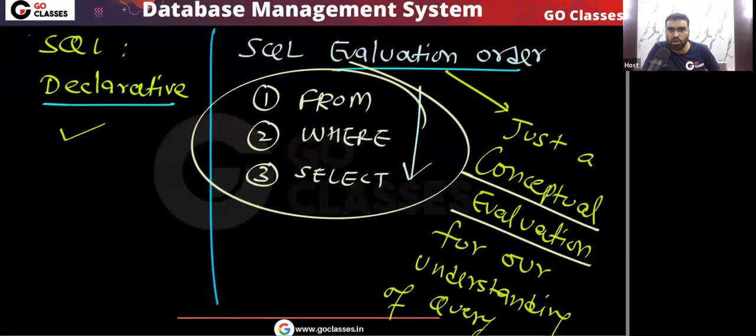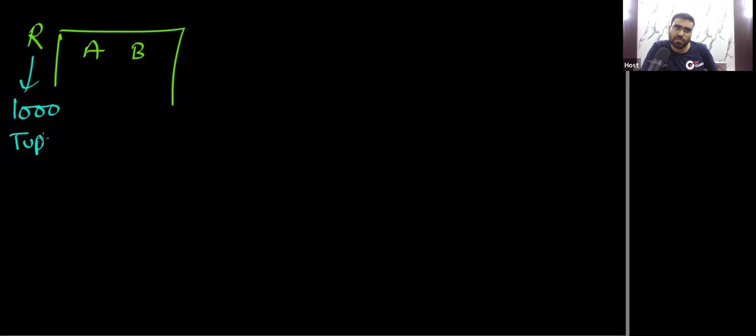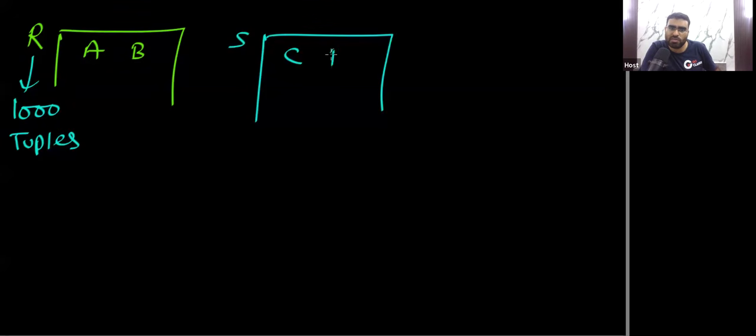Okay, is this clear? So remember, this is just a conceptual evaluation, nothing else. The DBMS will not do like this. DBMS is not dumb. For example, just think about it. If you give this query, let's assume there is a table R. In this table R, let's assume you have these attributes, and there are 1,000 tuples. And there is table S. In this table S, let's assume you have C, D, and maybe 10,000 tuples.